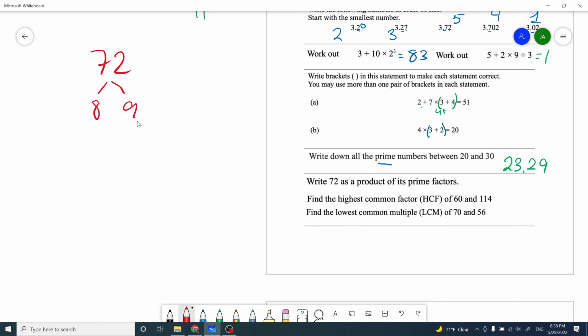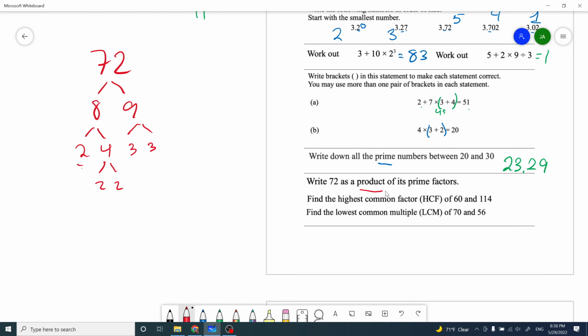8 and 9. And then break these down, because 8 is not prime, 9 is not prime. So we need to work this down until we get prime numbers. So 2 is prime, so here we're done. But 4 is not prime. Take 2 times 2. Now it's done. And so we go over to this side. We have 3 times 3. 3 is a prime number. So now we have all of our prime factors: 2 times 2 times 2 times 3 times 3.